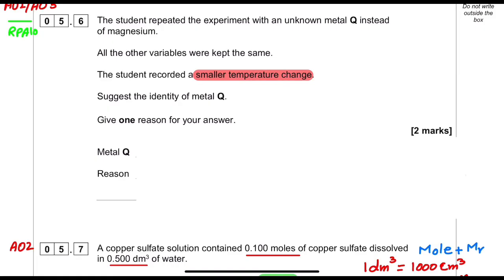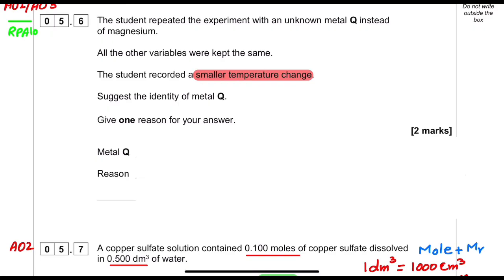The student recorded a small temperature change. Suggest the identity of the metal Q. Give one reason for your answer. So key information is given here. When metal Q was added instead of magnesium, the reaction was slow and the rise in temperature was not very much, which shows that metal Q is less reactive than magnesium.